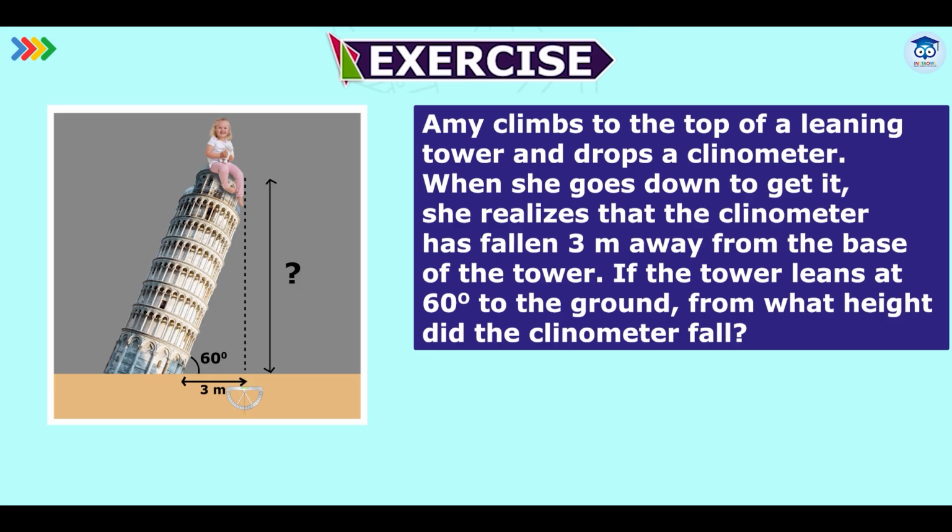Now we have a question based on a leaning tower. Amy climbs to the top of a leaning tower and drops a clinometer. When she goes down to get it, she realizes that the clinometer has fallen 3 meters away from the base of the tower. If the tower leans at 60 degrees to the ground, from what height did the clinometer fall? Come on, let's solve this.